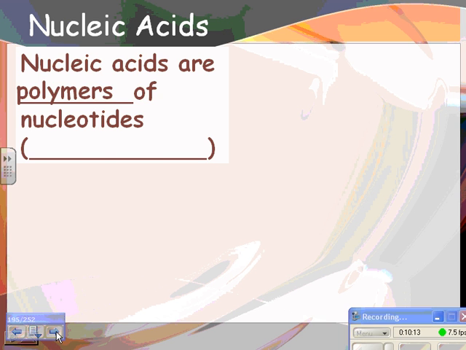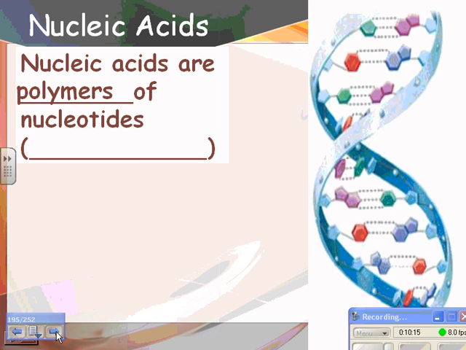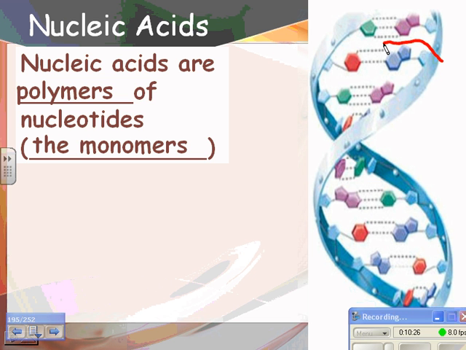Nucleic acids are polymers made up of nucleotides, which are the monomers. So here's a polymer. It's DNA. And there's a pretty complex monomer. The monomer is actually made up of three smaller things. When we looked at carbohydrates, their monomer was a monosaccharide, and monosaccharides were sort of it. This is a little more complex.